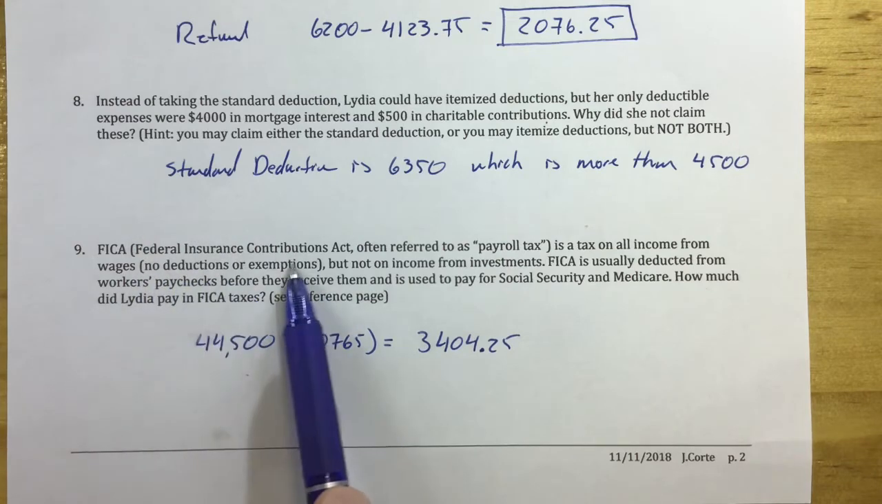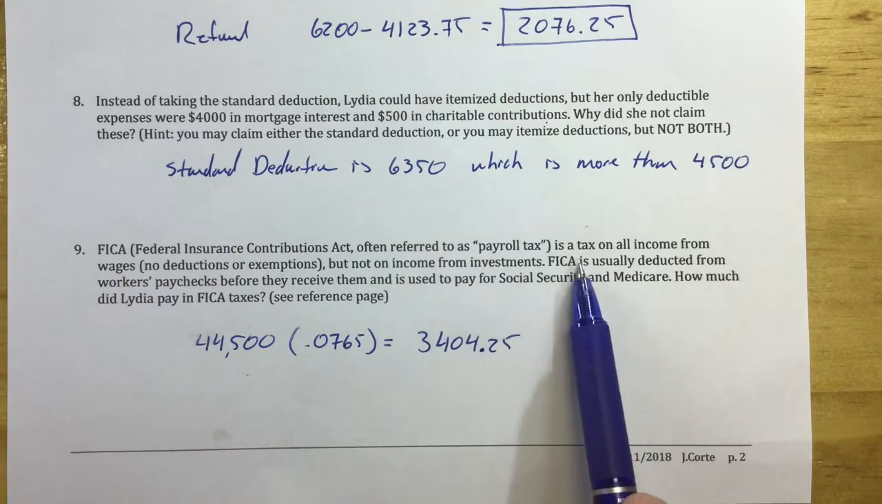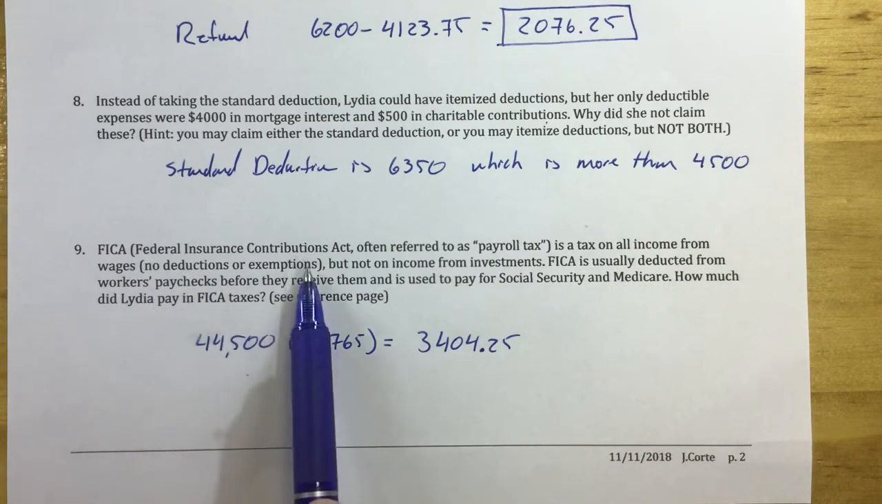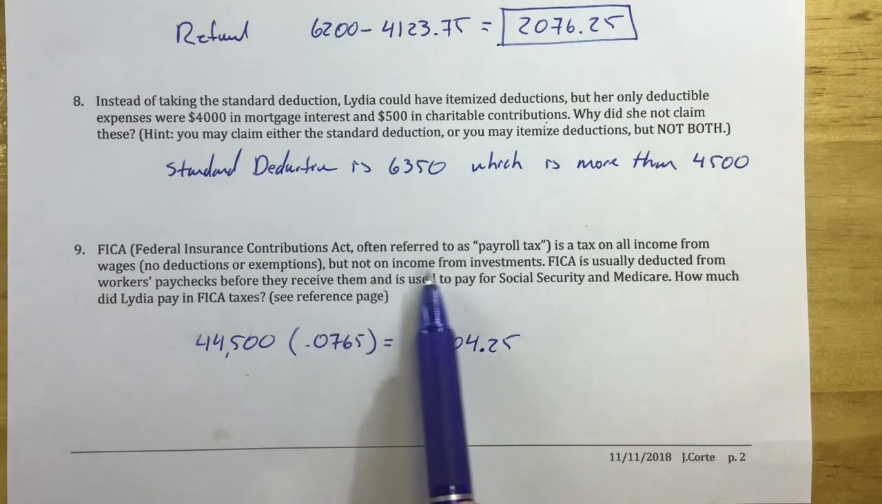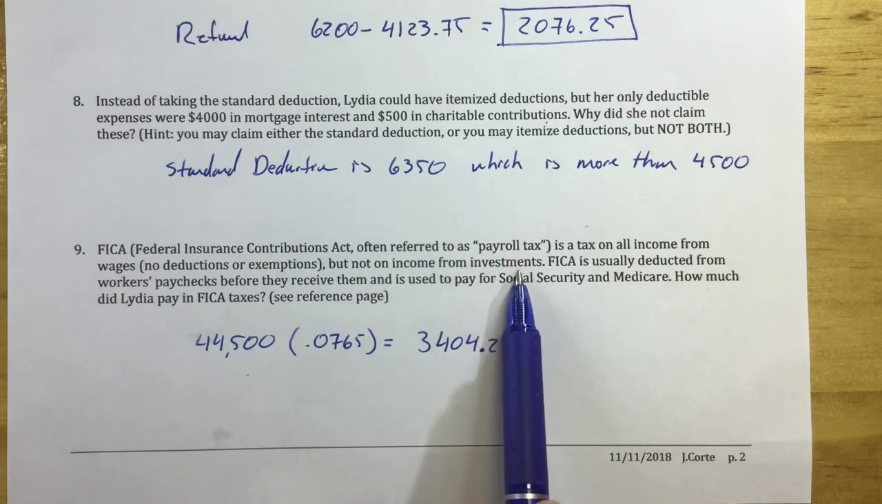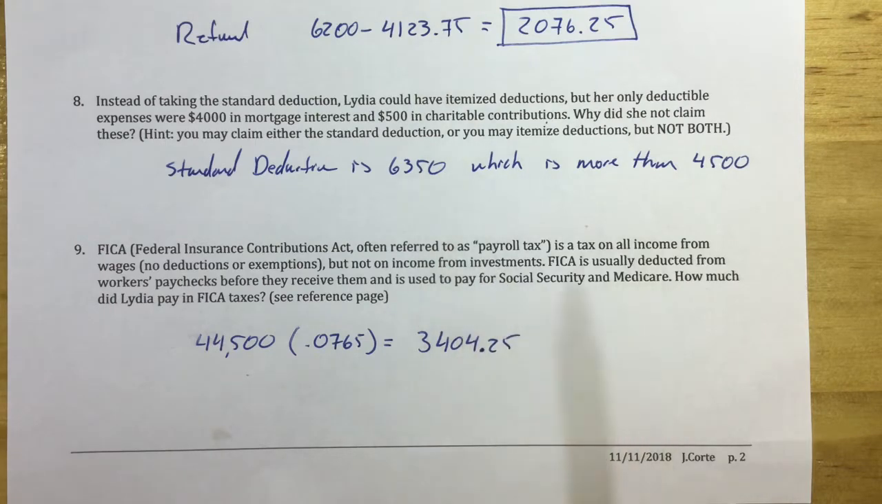Federal Insurance Contributions Act, often referred to as payroll tax, is a tax on all income from wages, no deductions or exemptions, but not on income from investments. Okay, like if you have stocks and stuff, you're not going to pay FICA on it. But if you're talking about a regular job or a business that you own and money's coming in that way, you're going to have to pay what's called FICA.